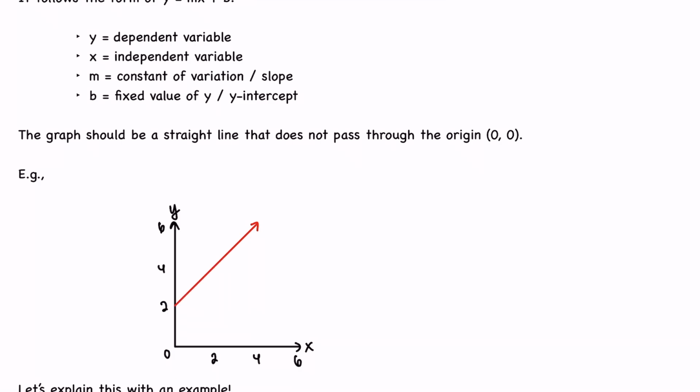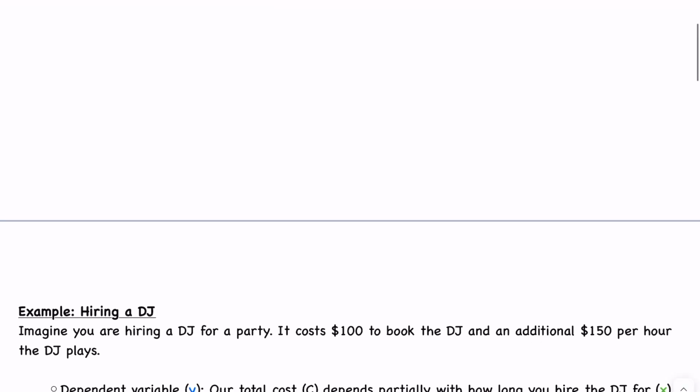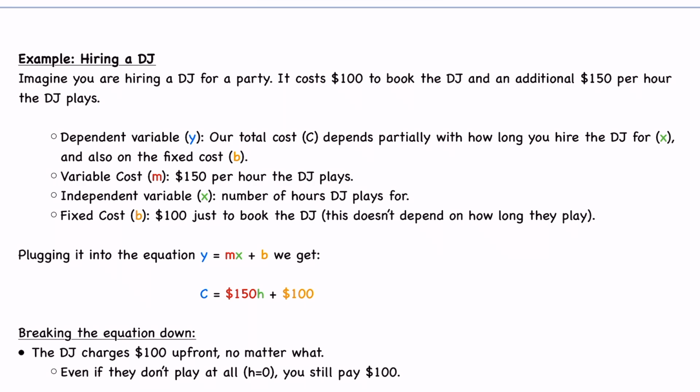So let's explain this with an example. This example is hiring a DJ. Imagine you are hiring a DJ for a party. It costs $100 to book the DJ and an additional $150 per hour the DJ plays. So in this example, our dependent variable is our total cost because that depends partially on how long you hire the DJ for, and it also depends on the fixed cost, so the cost that you have to pay regardless.